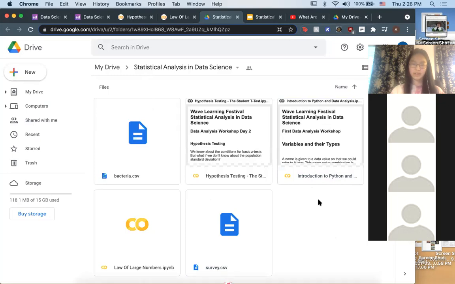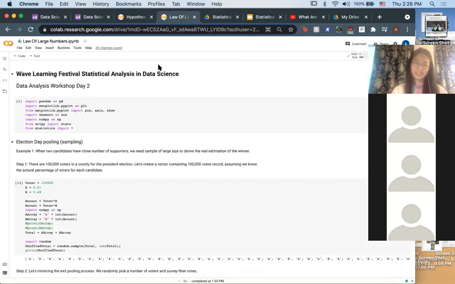But for today, we're going to be touching on this stuff later, but for now, we're going to be looking at this law of large numbers Colab. So come with me here. We've got a nice little exercise for you guys to start off with.